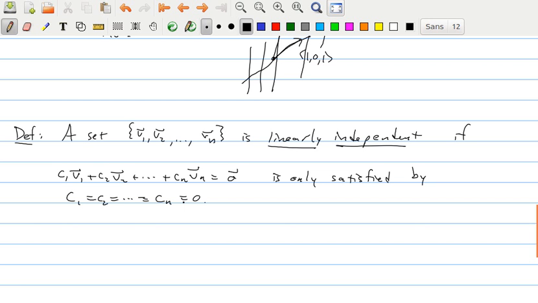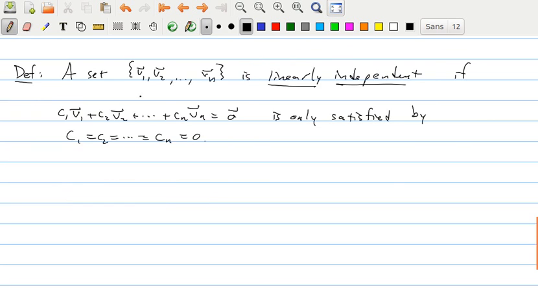So we can see that no matter what vectors you take, if you multiply them all by 0 and add them up, you do get the 0 vector. But being linearly independent says this is the only way that happens. So let's look at a couple examples of this linear independence.